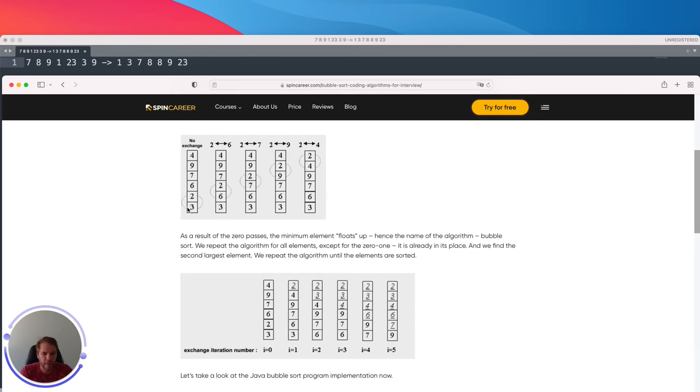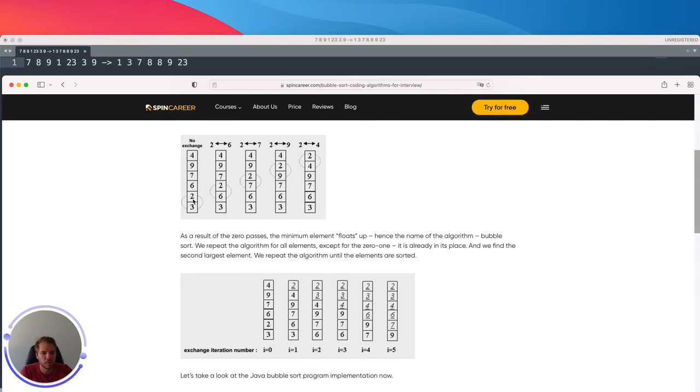So two, three. We're gonna start from the first one, three. Is the three smaller than two? No, then we don't need to swap. Okay, is the two smaller than six? Yes, it's smaller, then we need to swap, right? Is the two smaller than seven? Yes, so we need to swap. Is the two smaller than nine? We need to swap. Is the two smaller than four? We need to swap. So eventually it bubbles up from the bottom to the top, right?